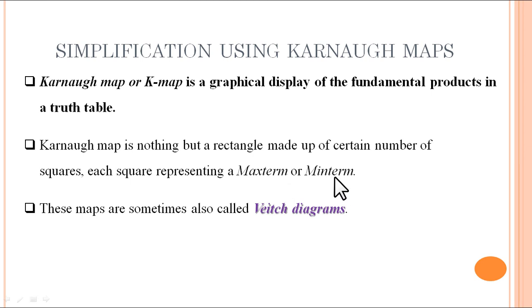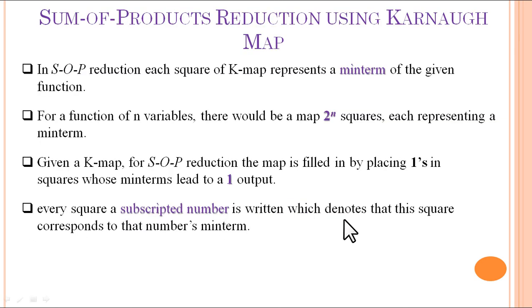Max terms are POS terms, and min terms are SOP terms. These maps are sometimes called Veitch diagrams. So what is another name of K-map? The other name of K-map is also Veitch diagrams. First in this class we will be exploring the SOP reduction using the K-map. So in SOP, reduction of each square of the K-map results in a min term of the given function, whatever the function is given.